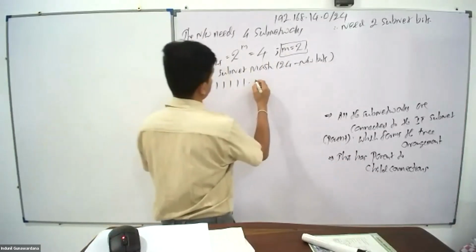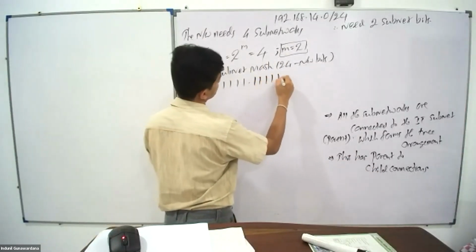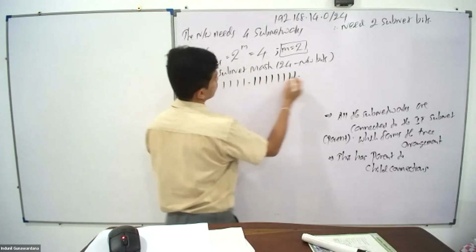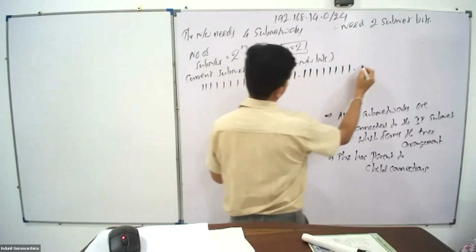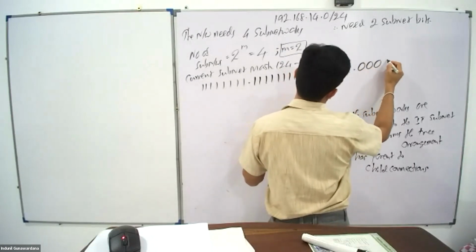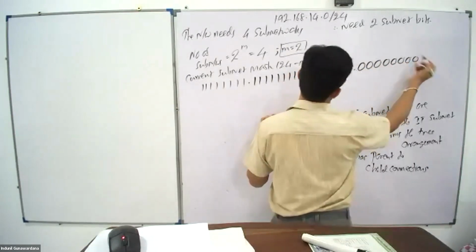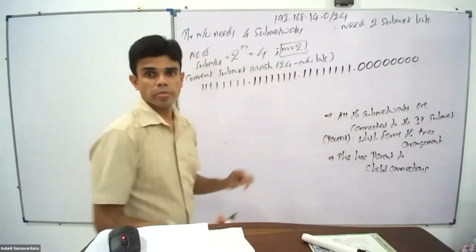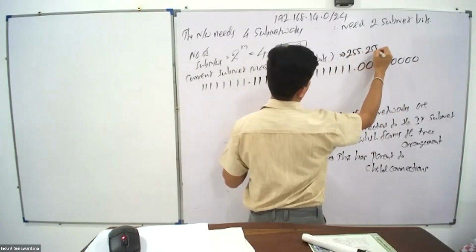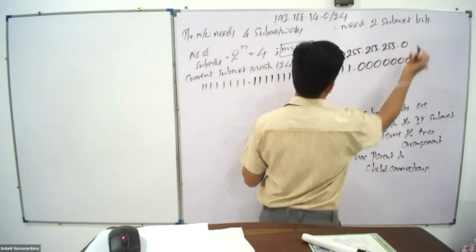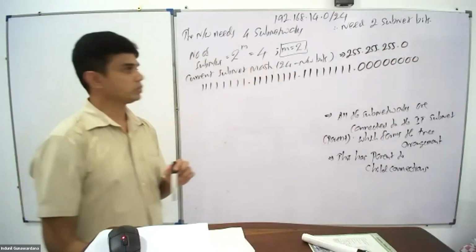Then 8, 9, 10, 11, 12, 13, 14, 15, 16. 1, 2, 3, 4, 5, 6, 7, 8. 24 is gone. Then the last octet is going to be 1, 2, 3, 4, 5. These are the subnet masks. So that in decimal is going to be 255.255.255.0. That's a decimal value. Alright.